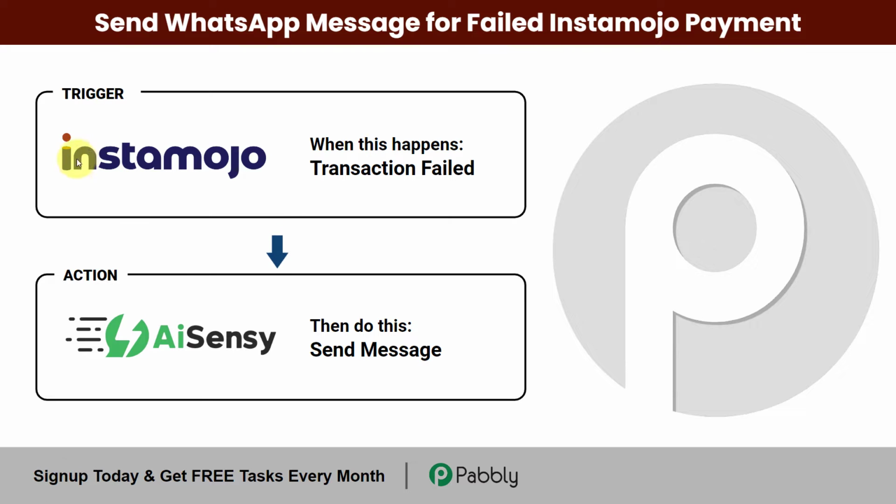So here my trigger will be Instamojo where the event would be new sale, and here we are going to look for failed transaction, and an action application will be WhatsApp by AiSensy where the event is going to be send message template. Now to understand how you can integrate and automate this entire process yourself without the need of any coding skills, let's begin.